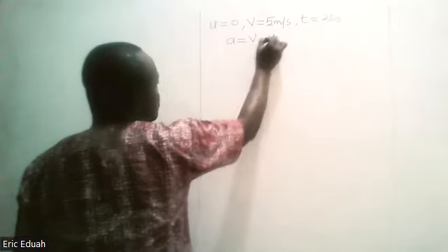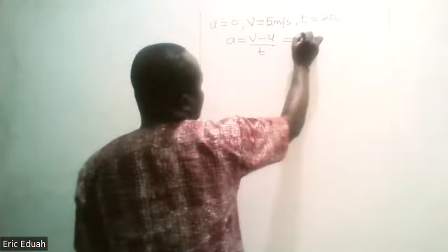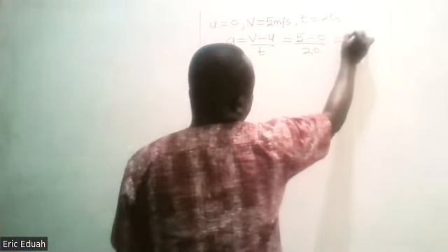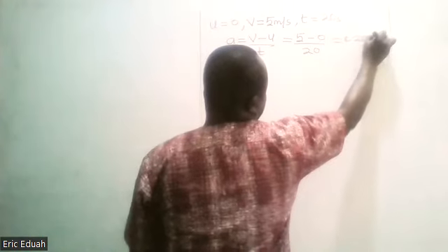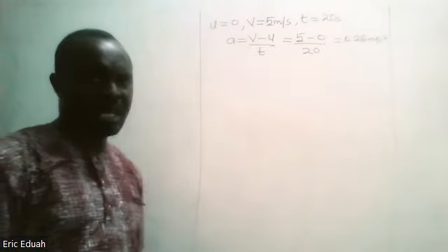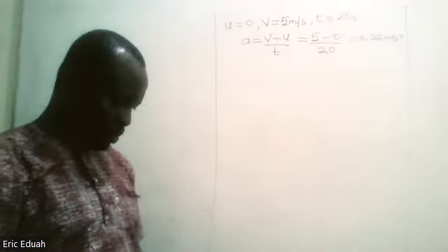A is V minus U on T. V is 5, U is 0, T is 20. So 0.25 meter per second squared is the acceleration. Class, are we okay? Good.